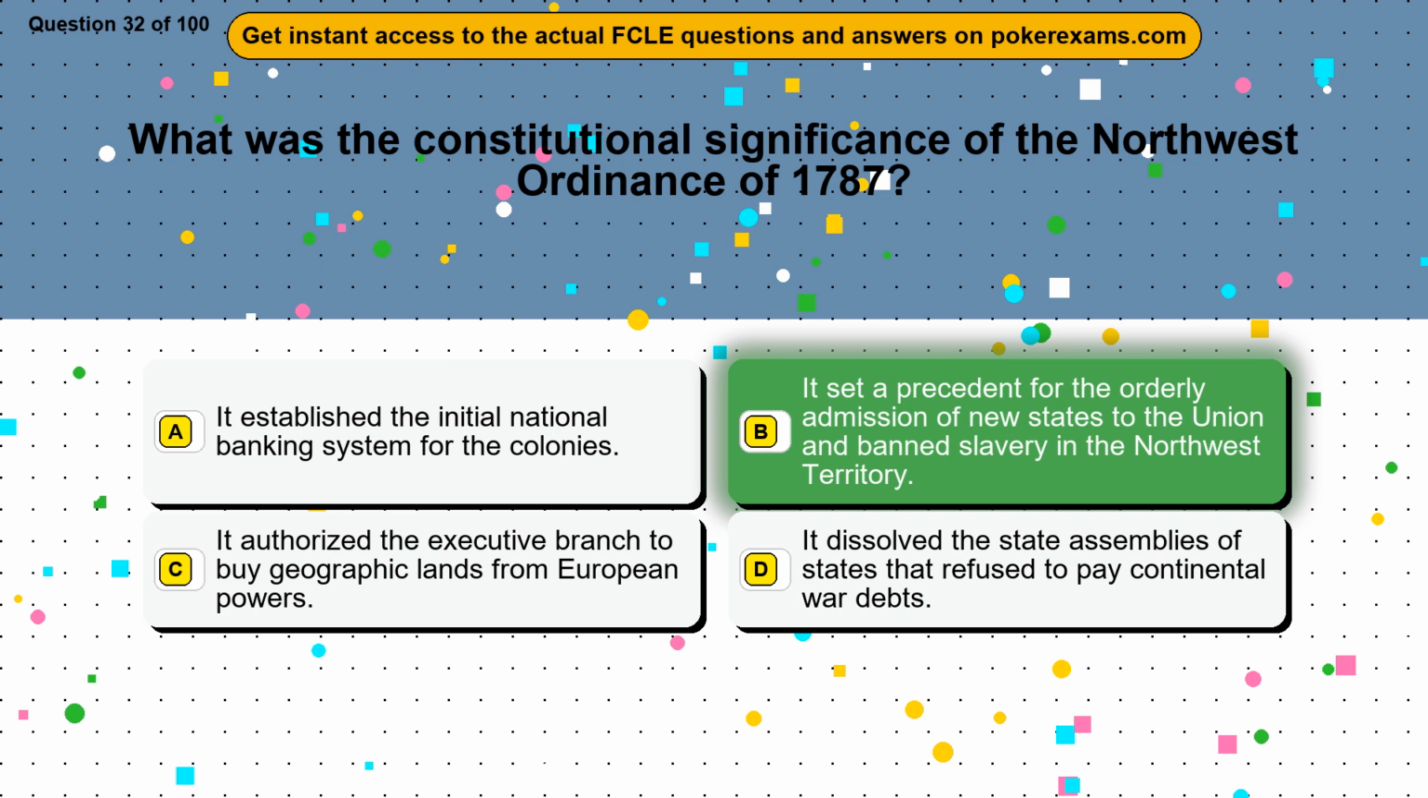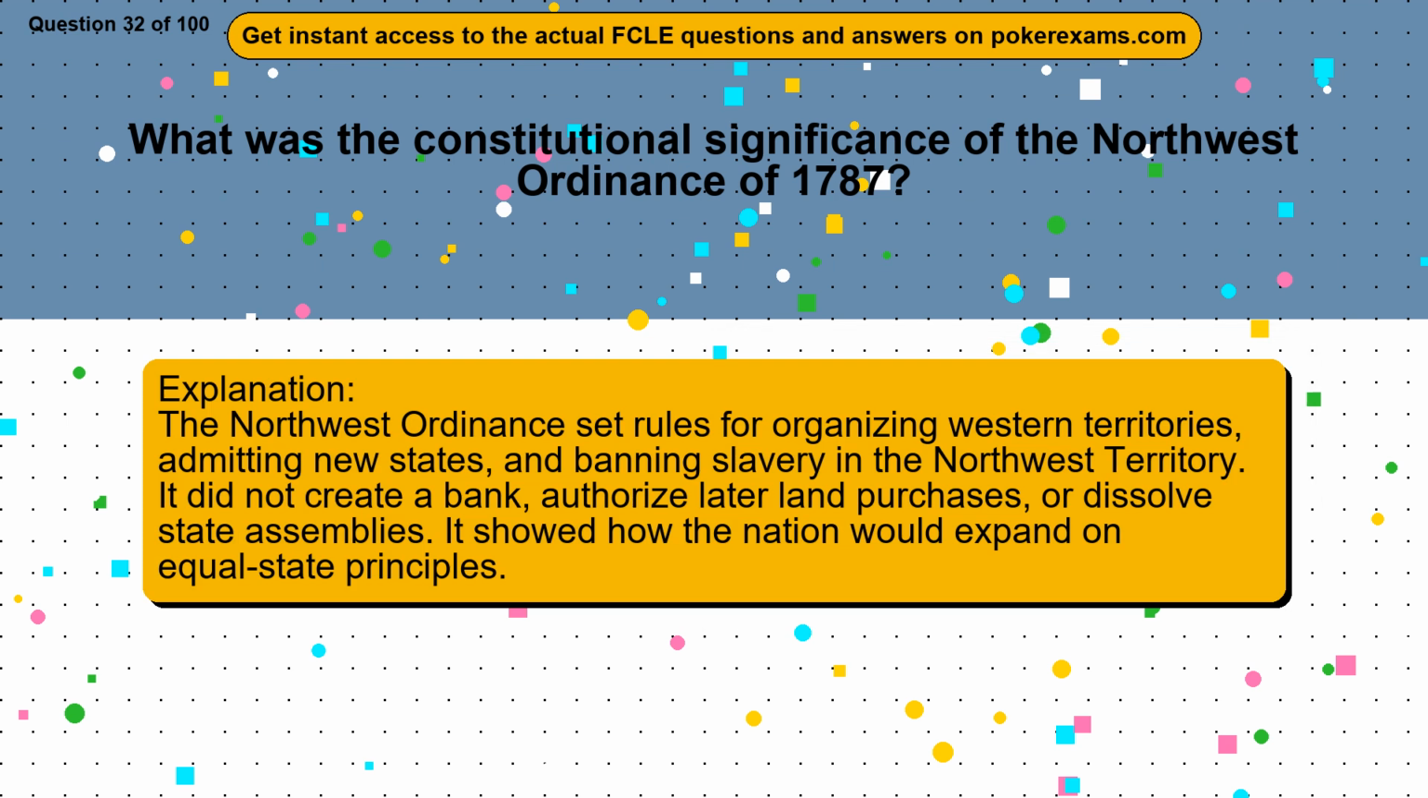It set a precedent for the orderly admission of new states to the Union and banned slavery in the Northwest Territory. The Northwest Ordinance set rules for organizing Western territories, admitting new states, and banning slavery in the Northwest Territory. It did not create a bank, authorize later land purchases, or dissolve state assemblies. It showed how the nation would expand on equal state principles.